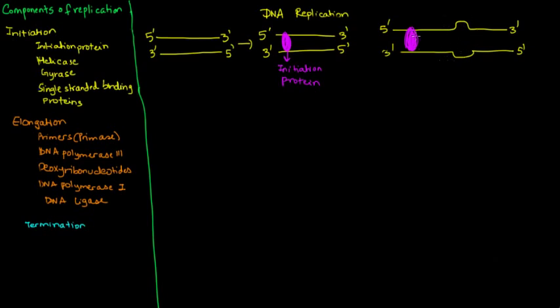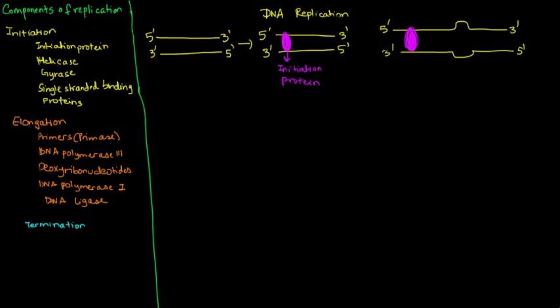Replication bubble is basically a region rich in adenines and thymines. Recall, adenine and thymines are attached to one another through 2 hydrogen bonds versus the 3 hydrogen bonds. So they're a little easier to melt. What initiation protein along with some ATP does is that it melts those hydrogen bonds and creates this replication bubble.